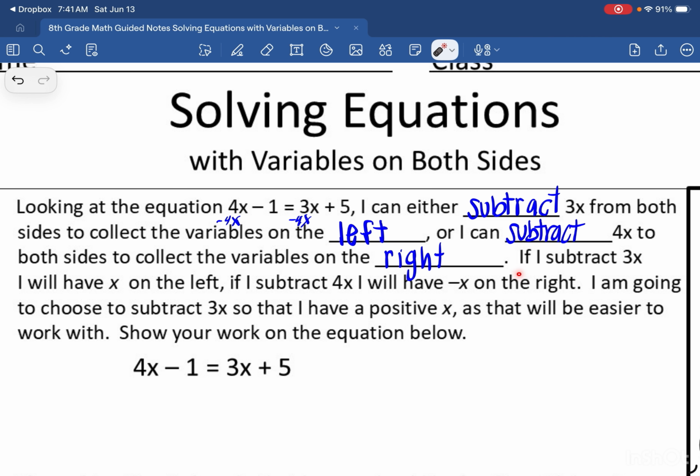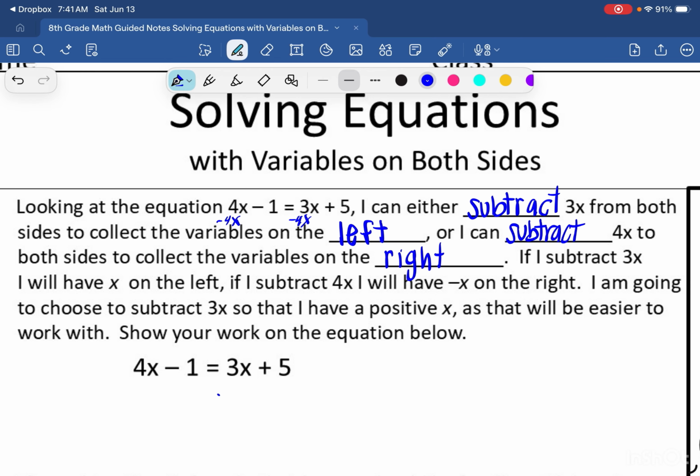If I subtract 3x, I will have x on the left. If I subtract 4x, I will have negative x on the right. I can do either one, but I am going to choose to subtract 3x so that I have a positive x, as that will be easier to work with. Show your work on the equation below.